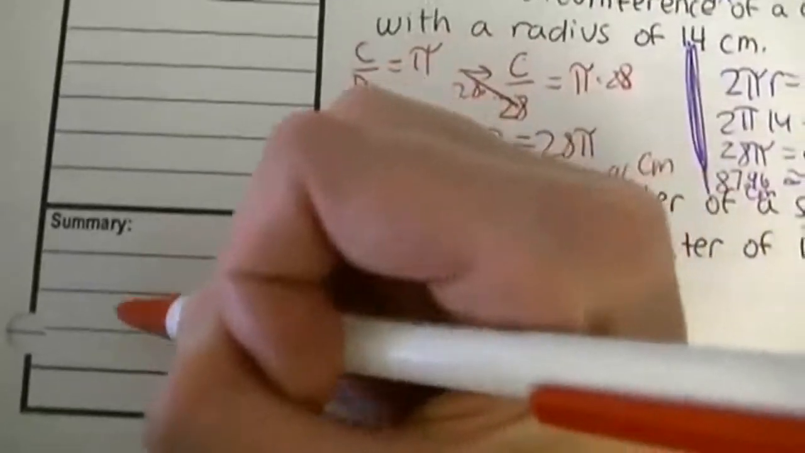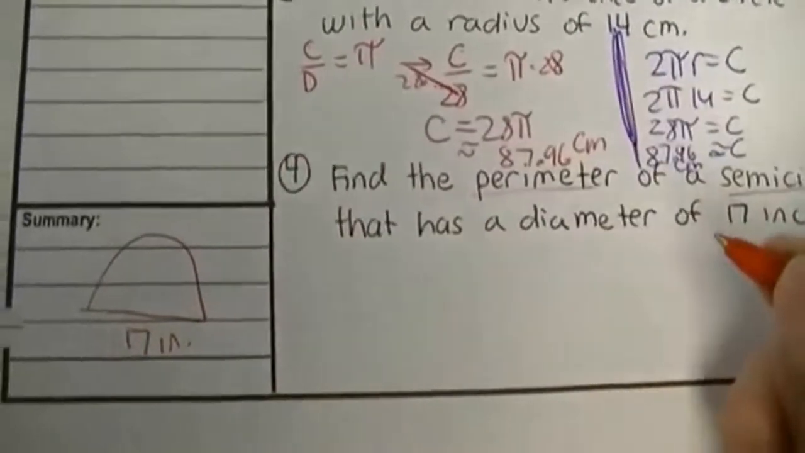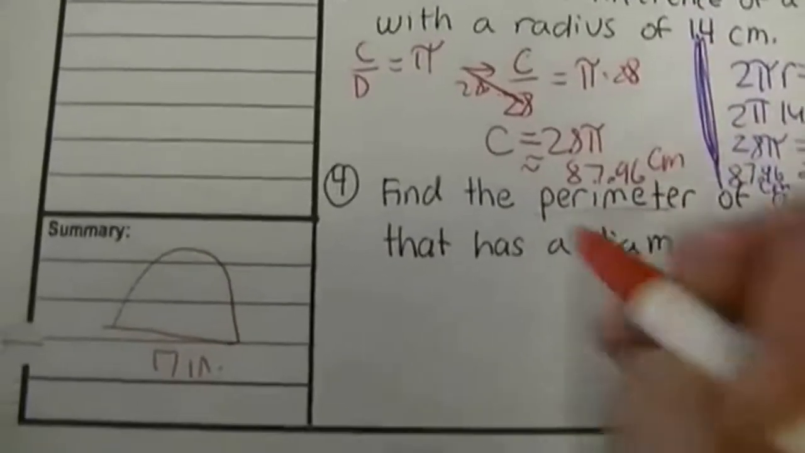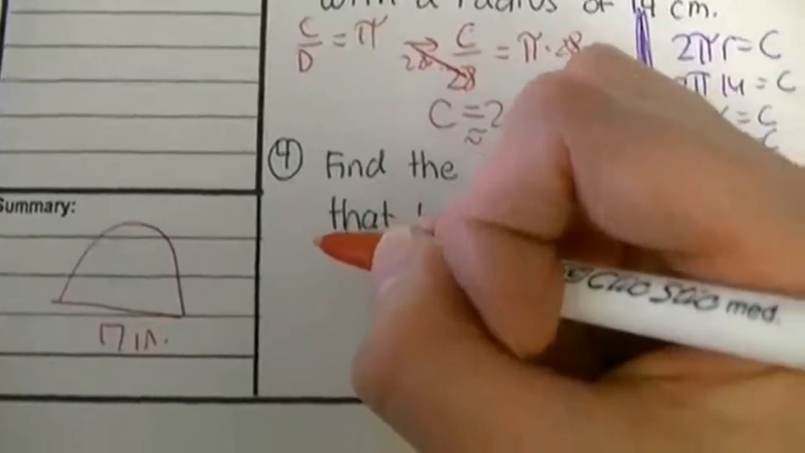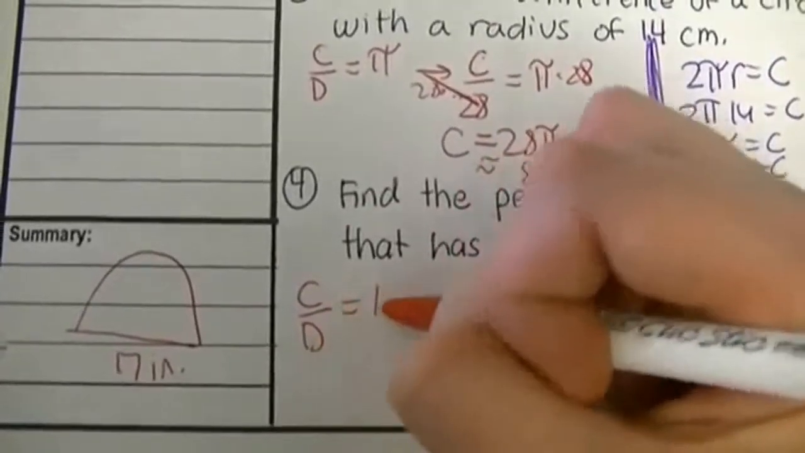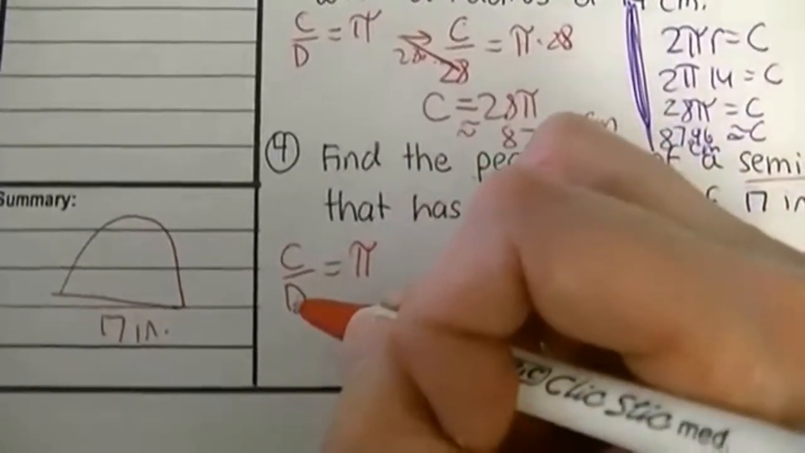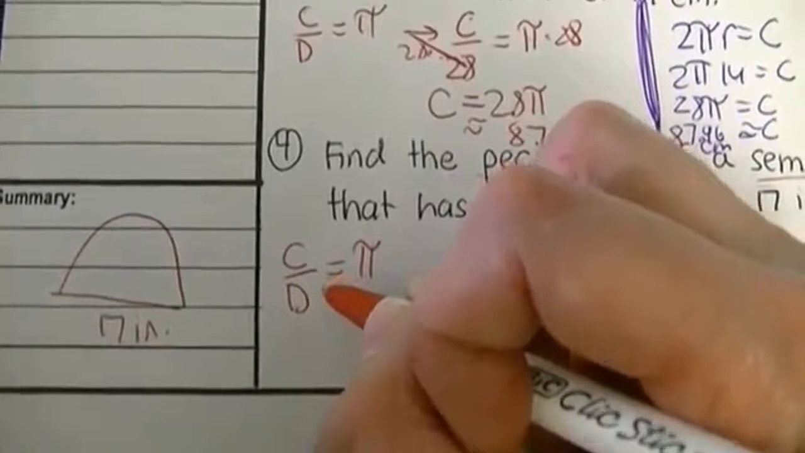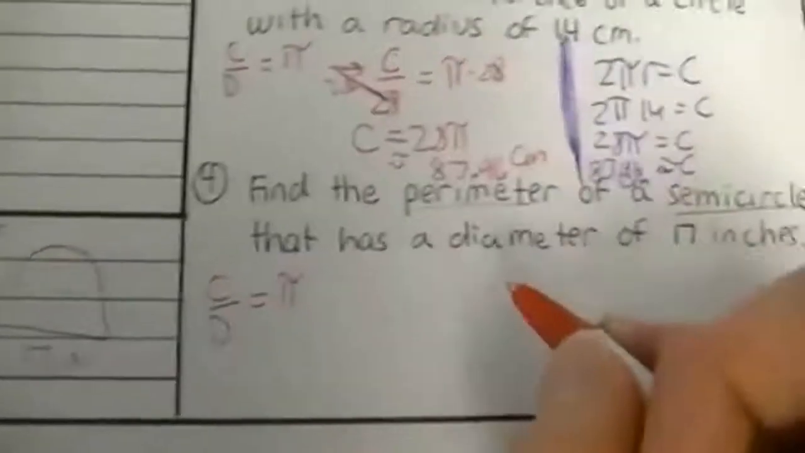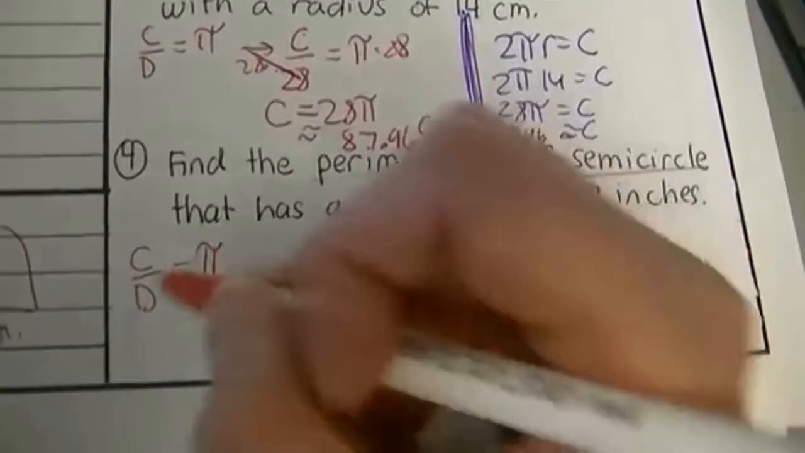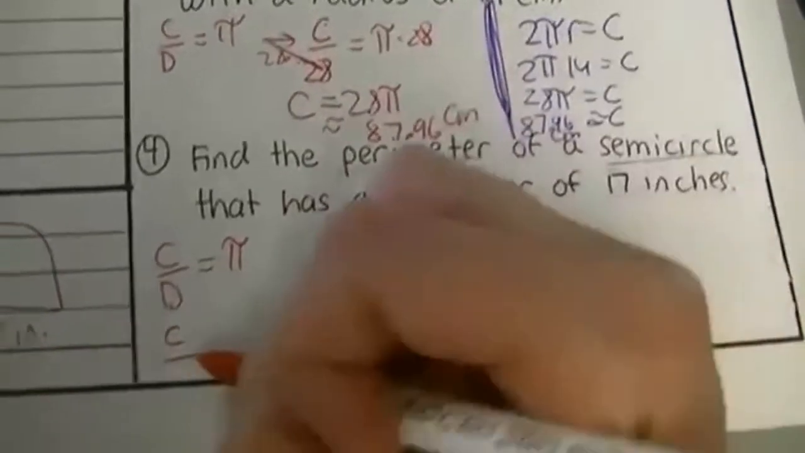So I'm going to just draw it over here. There's a semicircle, and it's telling me the diameter is 17 inches. Okay, so that's what I'm going to use as kind of my guide. So I can go circumference divided by diameter equals pi. Okay, so this is for a whole circle. At the very end, I've got to divide it by 2 to get the semicircle. So the circumference I don't know, but the diameter is 17.